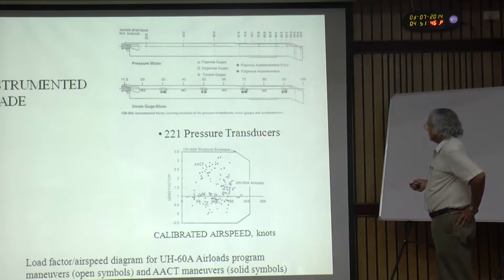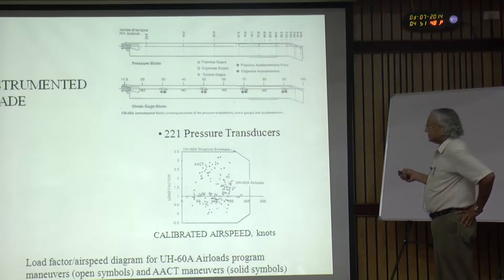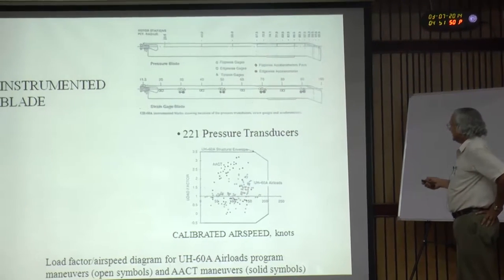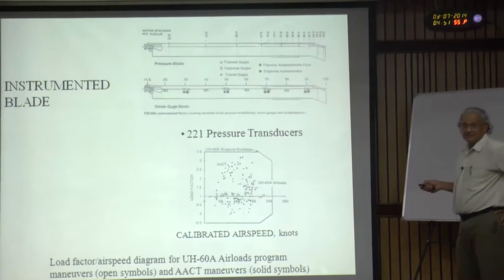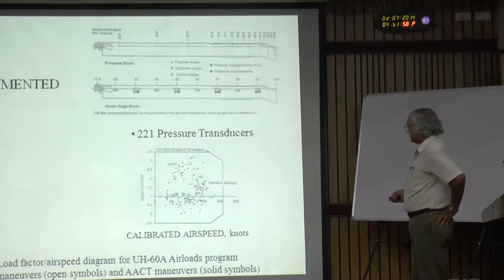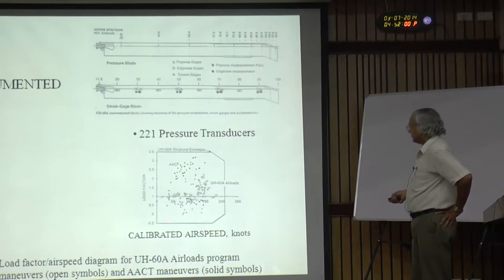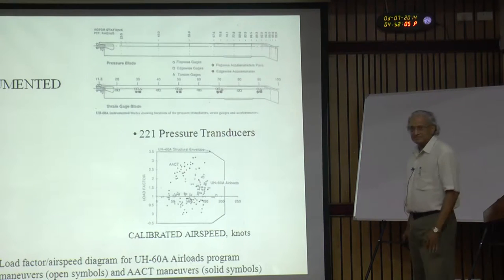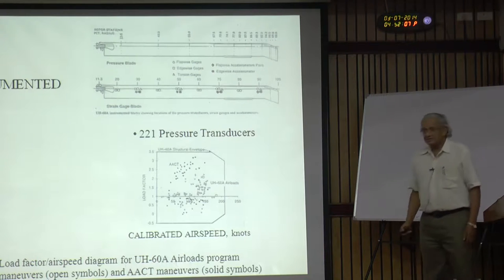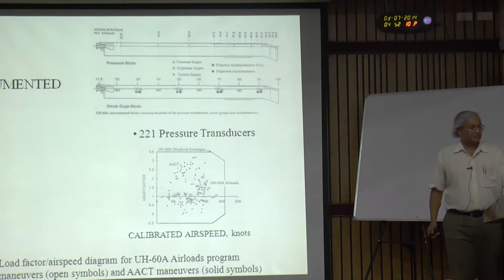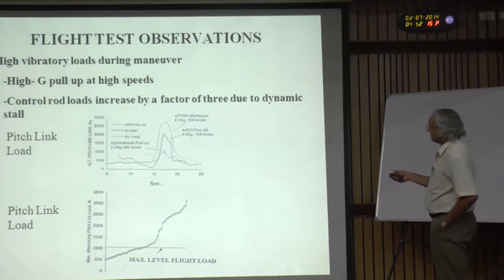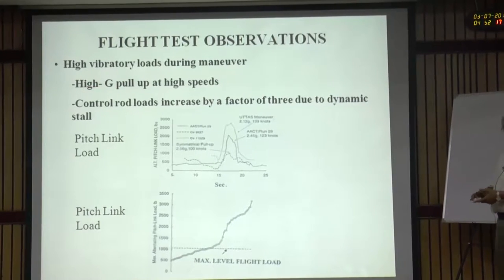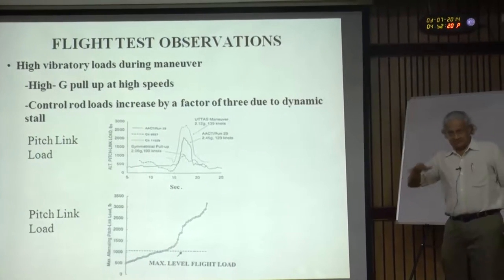And they put 221 pressure transducers on the blade, okay? They put several accelerometers and strain gauges. In flight, they measured the loads for various airspeeds. And then these were given for some comparison, flight test observations. This is a high G pull-up, which means a helicopter is flying and it just tries to go up.